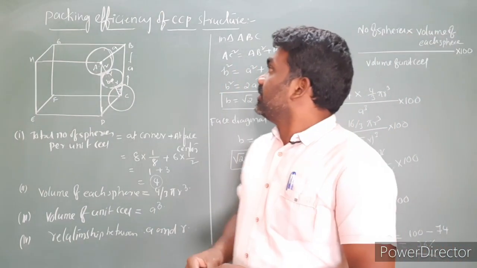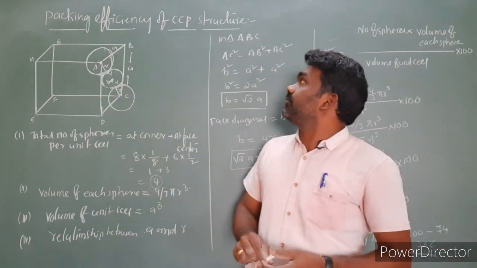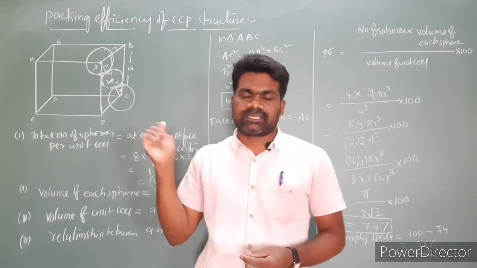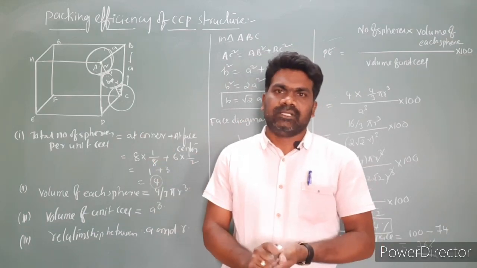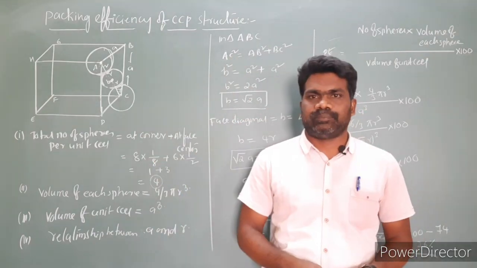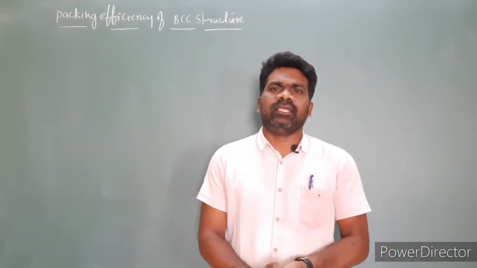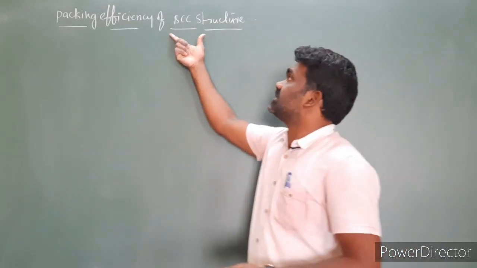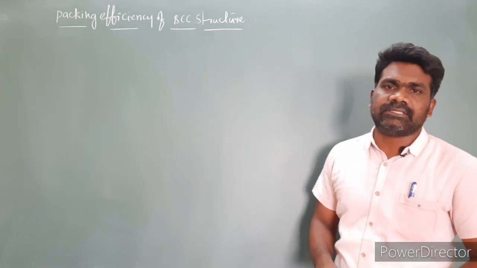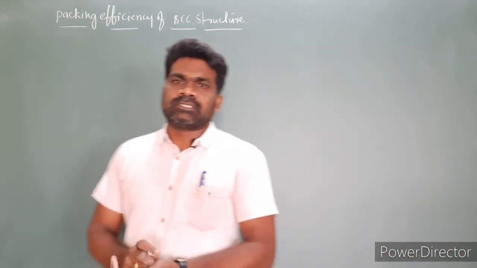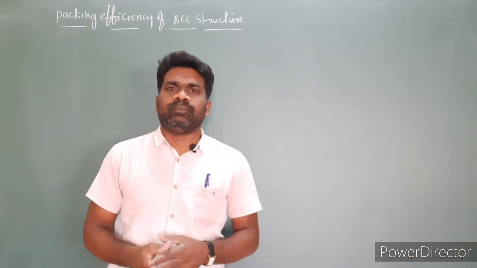So this is the second one, packing efficiency of CCP structure. Yesterday we discussed the first one, simple cubic unit cell. So this is the second one, FCC. Next, packing efficiency of BCC structure. BCC means body centered cubic unit cell. So first we have to draw the structure of BCC.